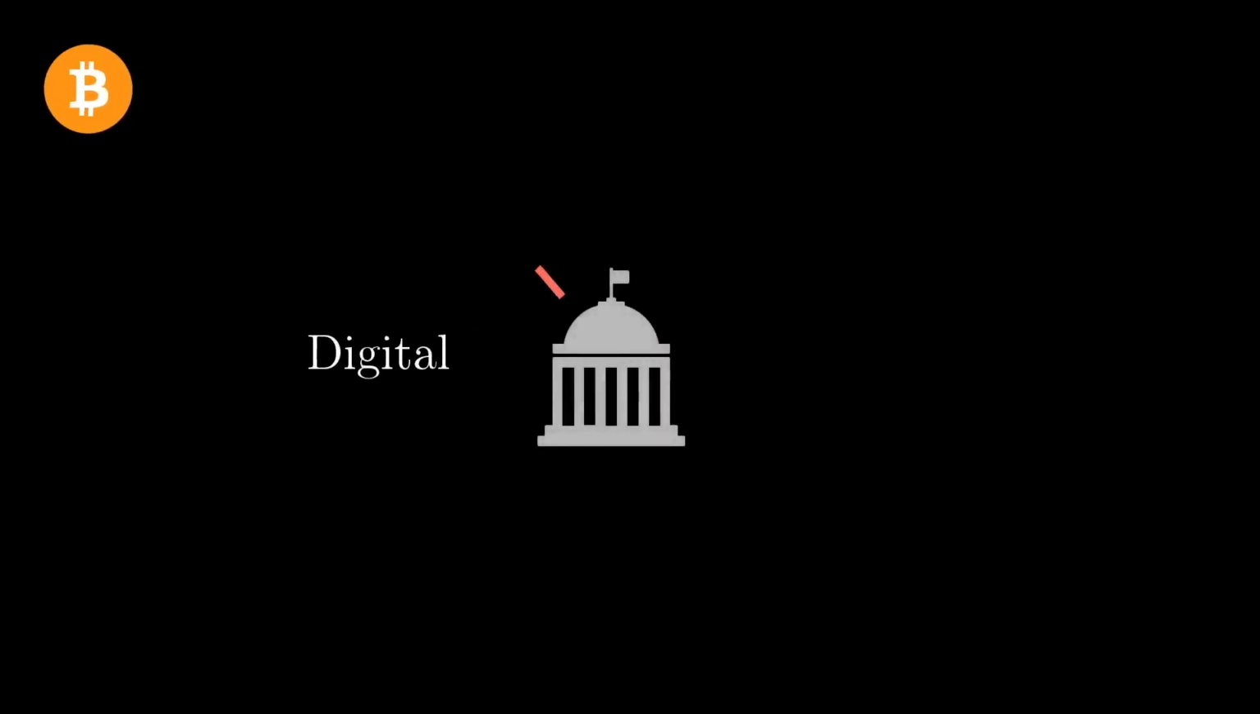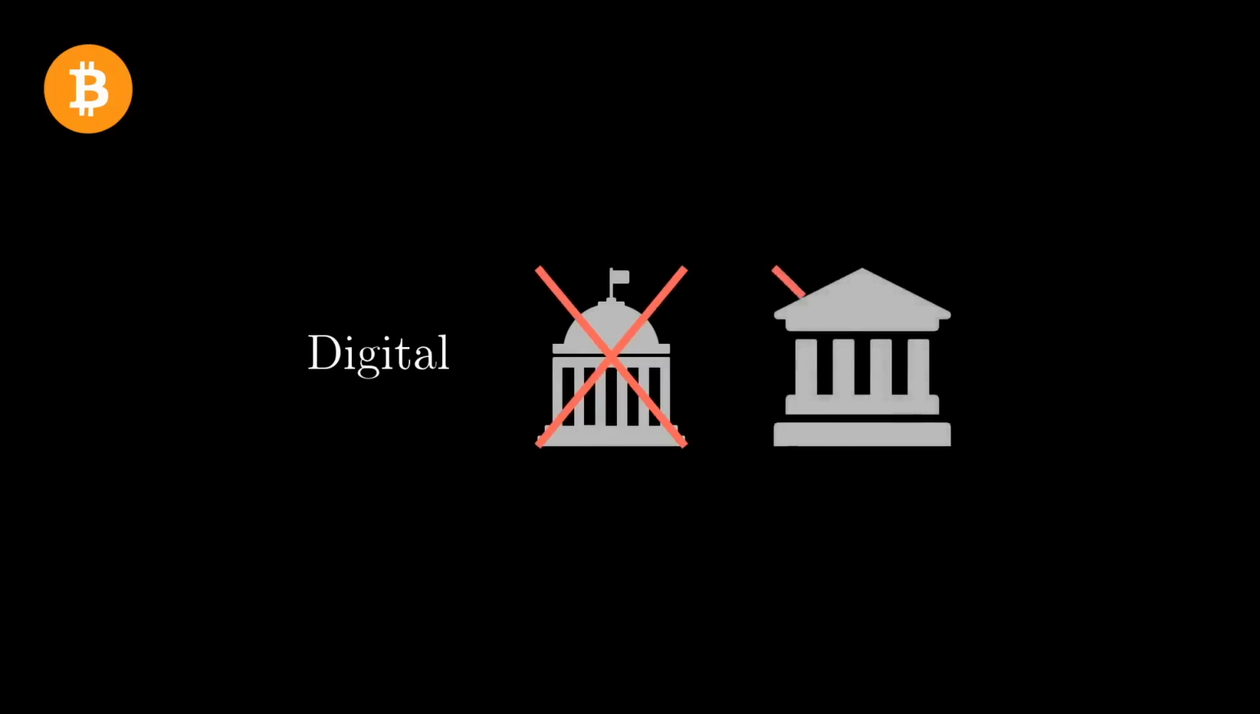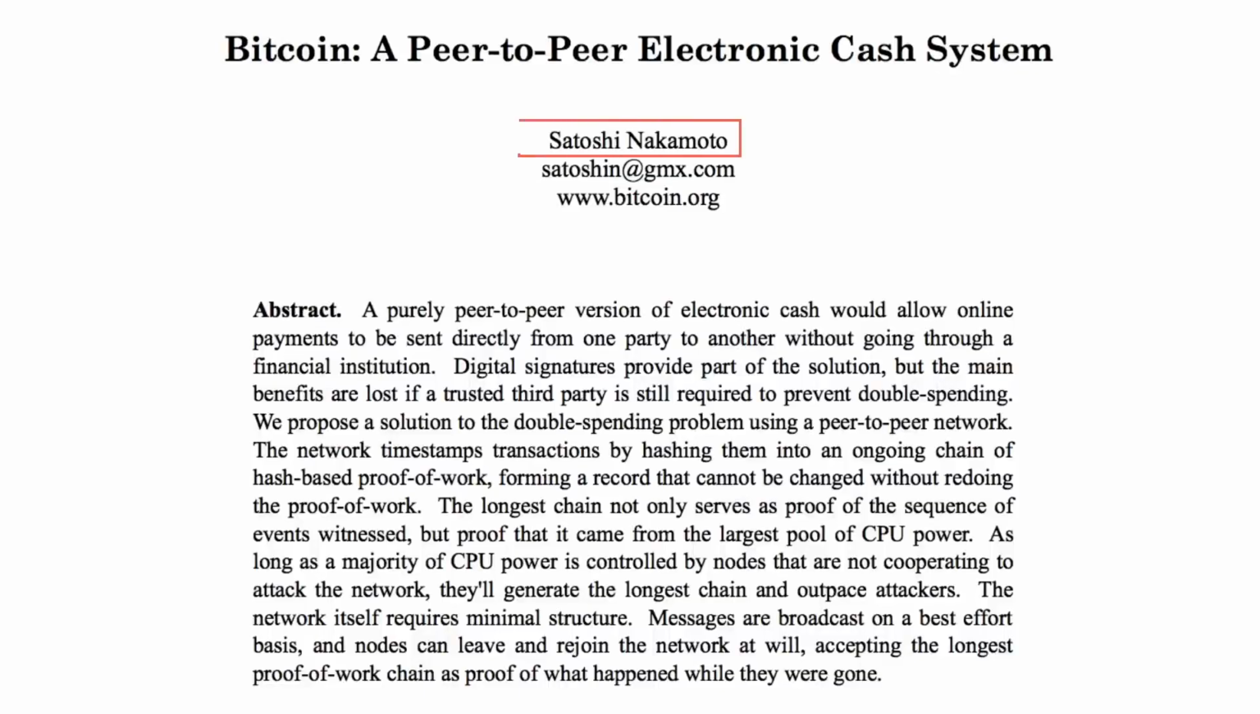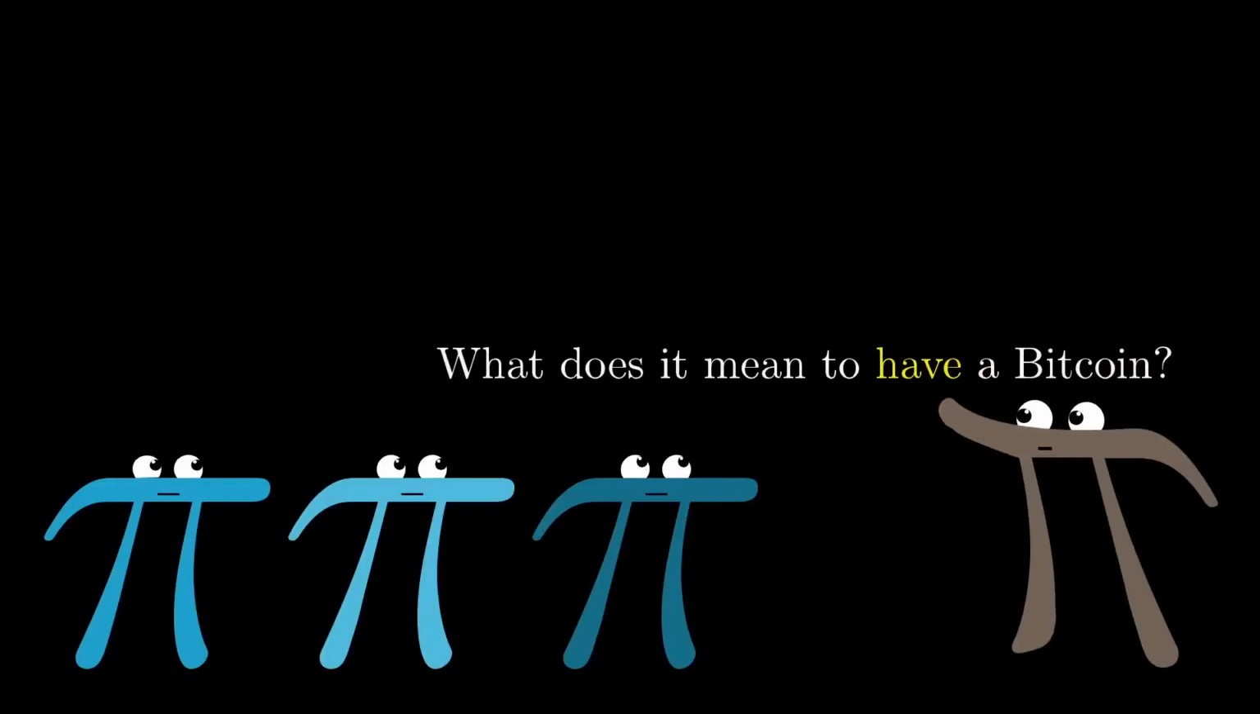What does it mean to have a Bitcoin? Many people have heard of Bitcoin, that it's a fully digital currency with no government to issue it, and that no banks need to manage accounts and verify transactions. And also that no one really knows who invented it. And yet many people don't know the answer to this question, at least not in full.